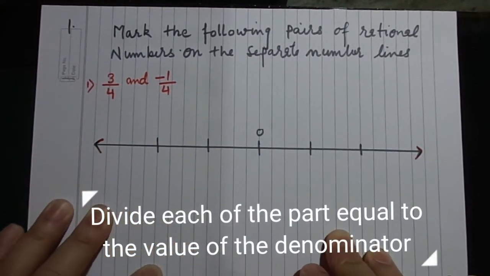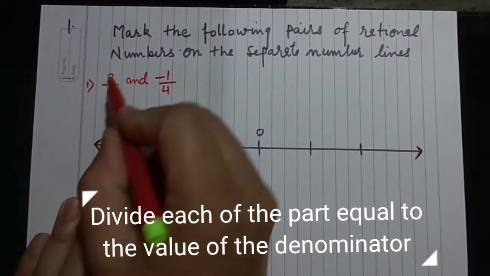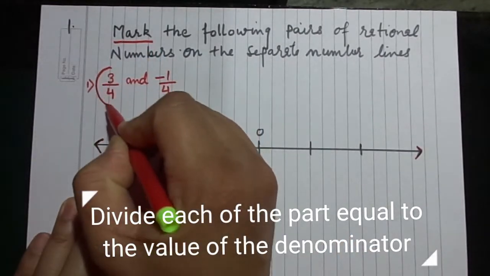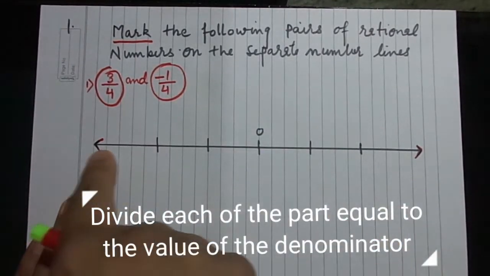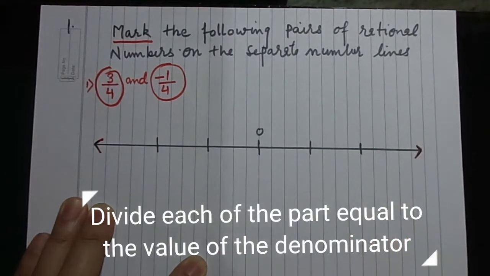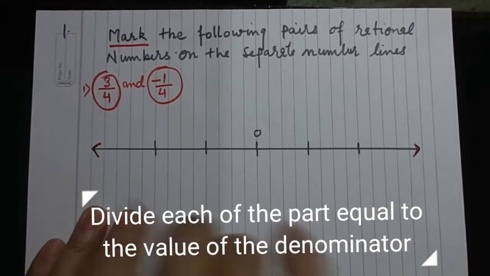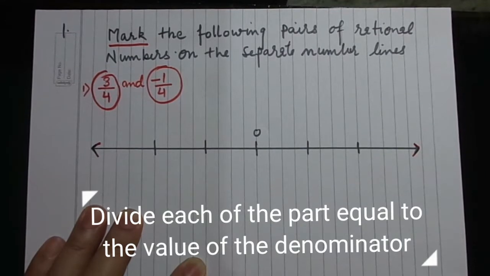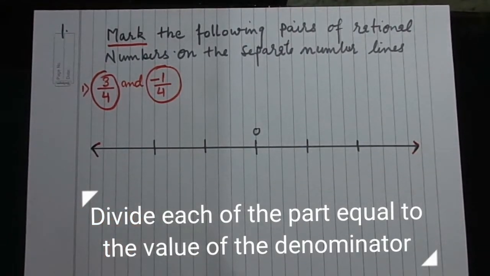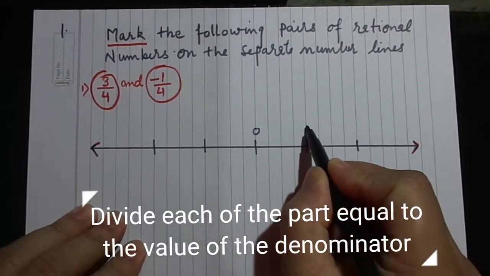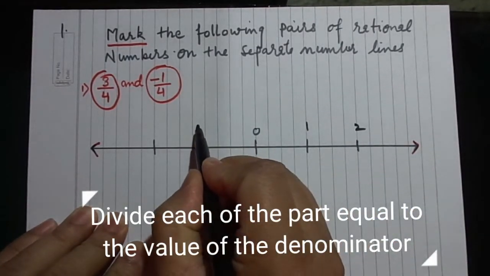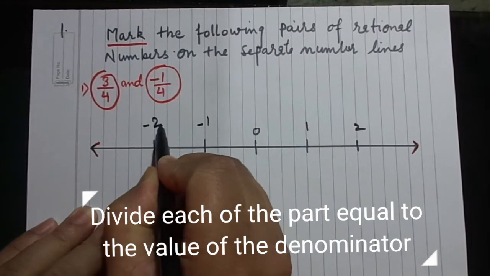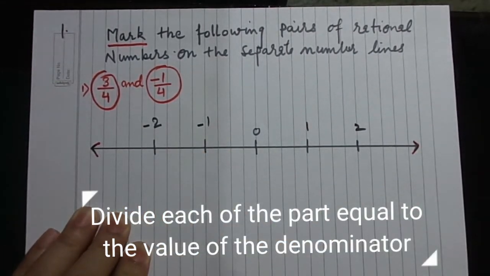Okay, but we have to mark 3 by 4 and minus 1 by 4 on this number line. So I have drawn a number line and I have marked 1, 2 because they are on the right hand side. Similarly, minus 1, minus 2 on the left hand side.